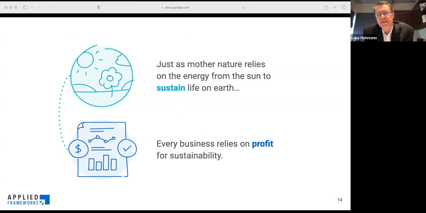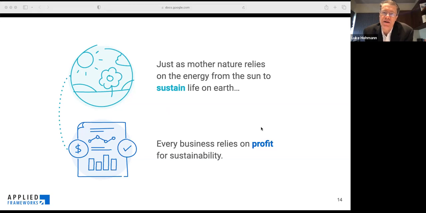But when you think about sustainable businesses, sometimes you hear environmentalists say, hey, look, Mother Nature is just fine on her own. Humans get in the way and humans cause problems. And there may be some truth to that. But what's also true is that Mother Nature needs the energy from the sun to grow and sustain itself. And we believe that profit performs the same function in a business.